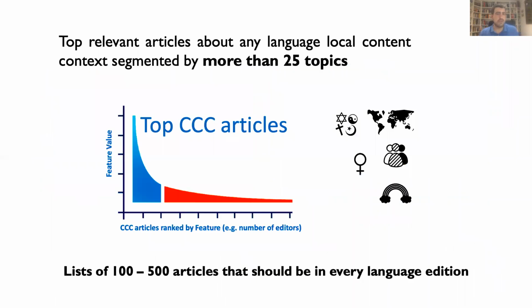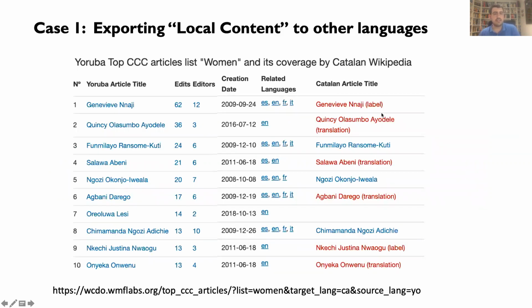In terms of tools, we want to present the top CCC articles, which are lists of relevant articles about every language's local content, segmented by 25 topics. These lists are top priority articles that should exist in every other language. We can retrieve them from one language and see their coverage in another language. Here we see Yoruba top CCC articles on women, and their coverage by the Catalan Wikipedia. We see that there are many red links, which means that there are many gaps. We can introduce different columns with different features and sort them in order to choose the articles that fit our interest.